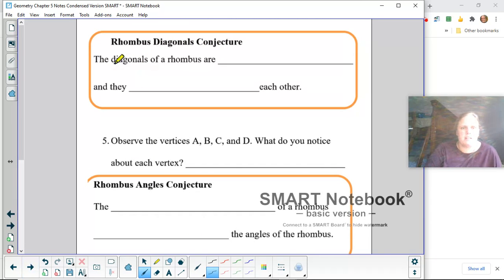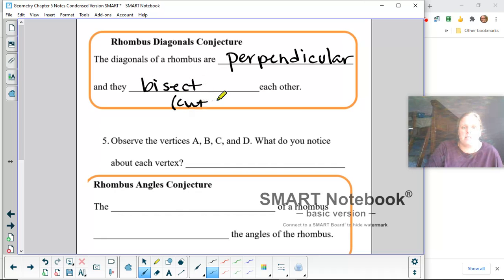So let's summarize. The diagonals of a rhombus, those were bisecting each other, and they were crossing each other at 90 degrees. So they are perpendicular, and they bisect each other. So that means cut in half. And perpendicular means 90 degrees.